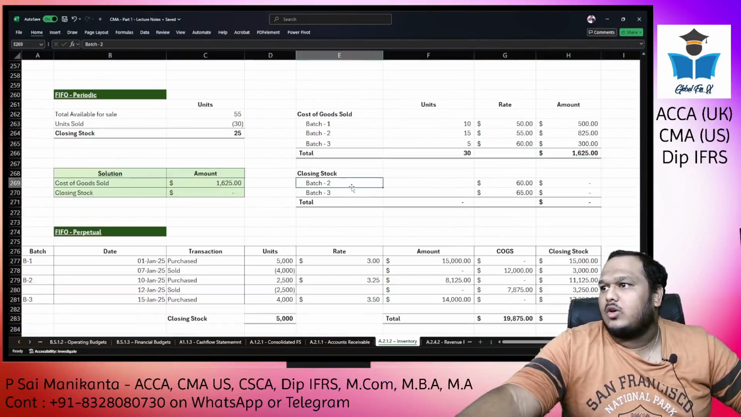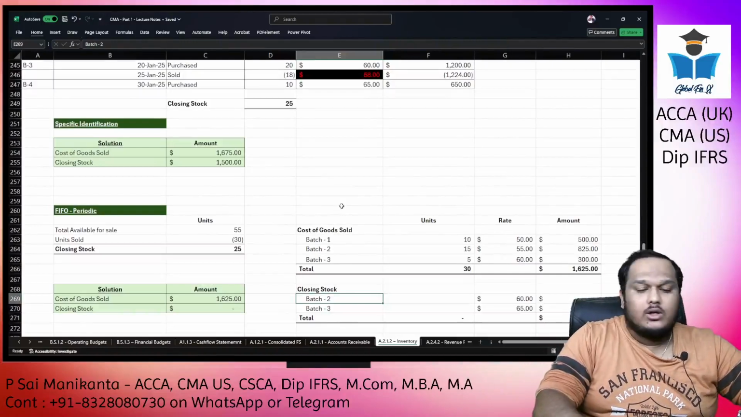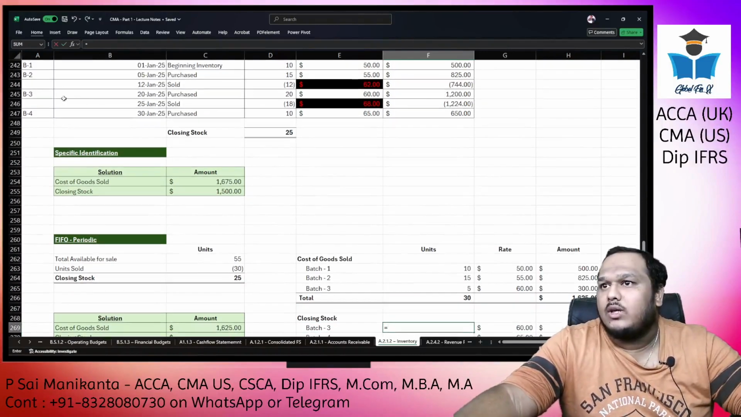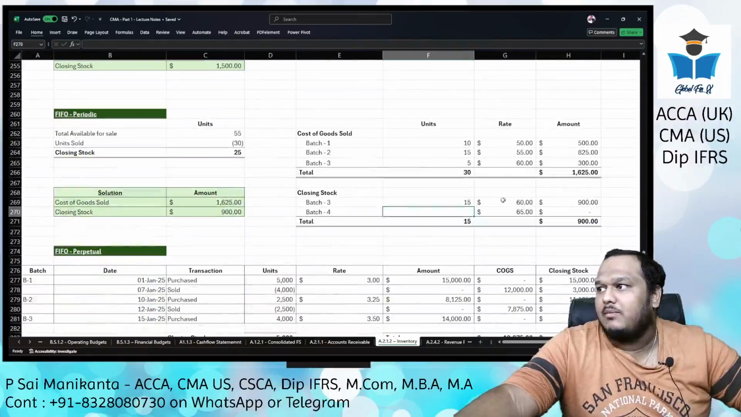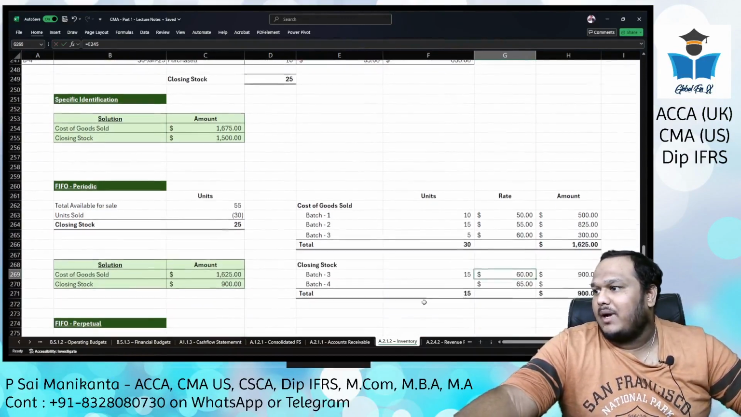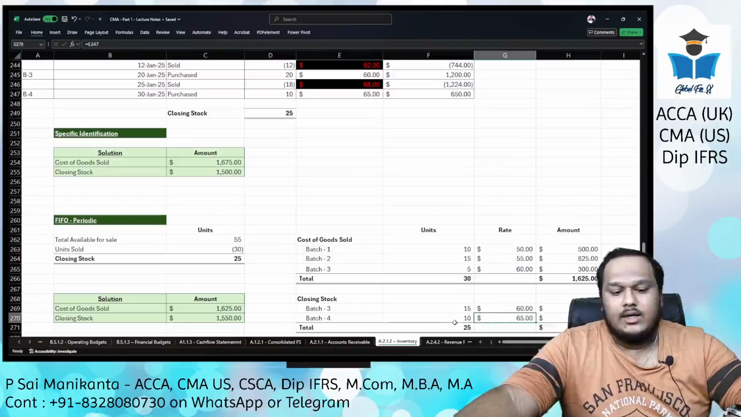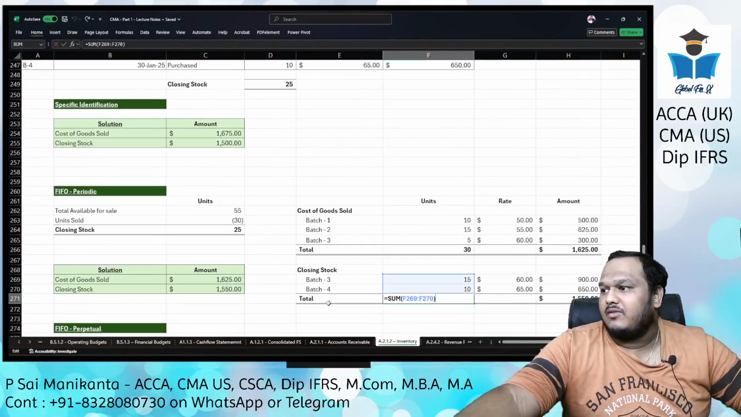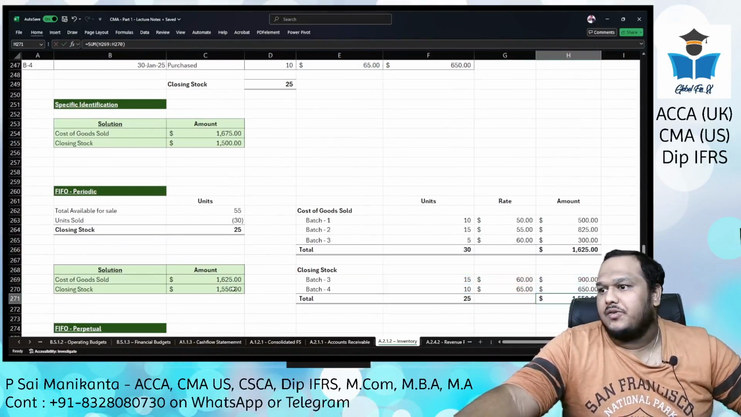All right, so that would be my COGS. Then closing stock would not have anything from batch 2. It would have from batch 3 and batch 4. How many units are left in batch 3? In total we purchased 20 in batch 3. Out of that we sold 5, so 15 will be there. And batch 4 we purchased 10 at the rate of 65. So that means a total of 25 is there in the closing stock, and closing inventory is 1550.